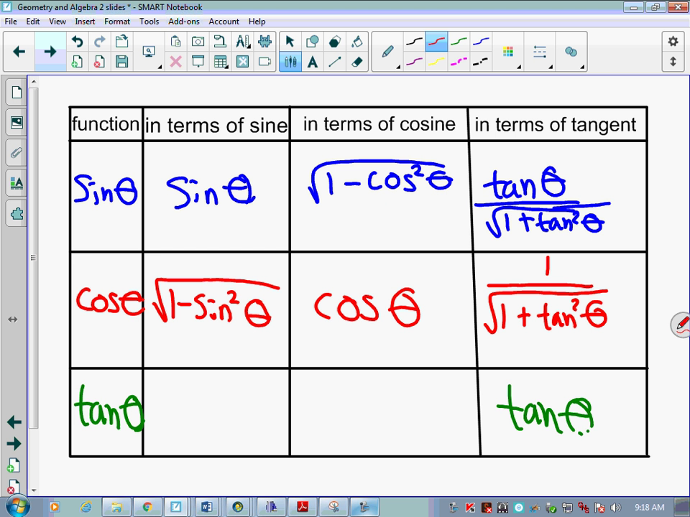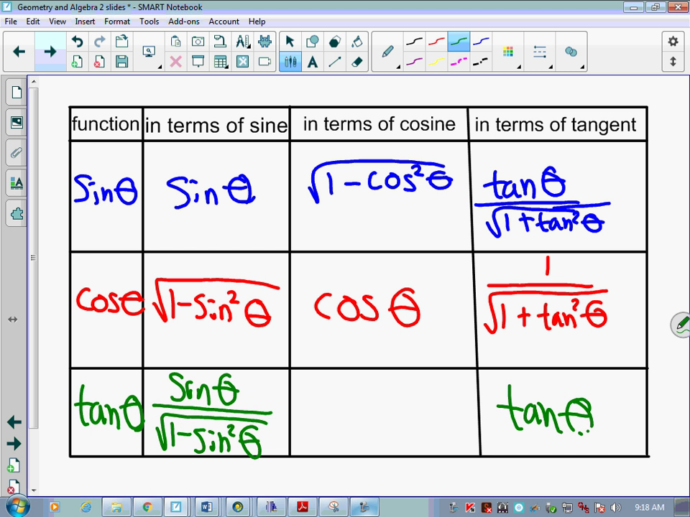Now let's look at, the really difficult ones are tangent theta in terms of other things. But keep in mind that tangent theta is sine theta over cosine theta. So help me out here. What is tangent theta in terms of sine? Okay, sine theta over the square root of 1 minus sine squared theta.